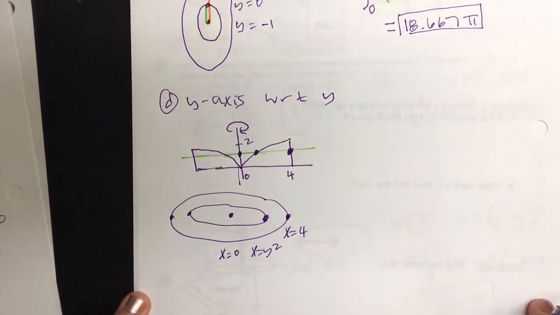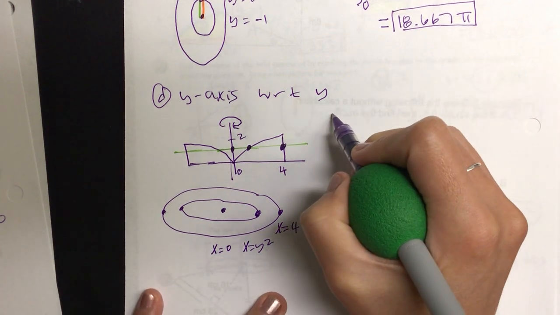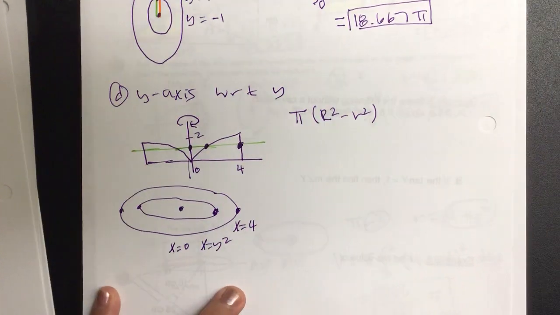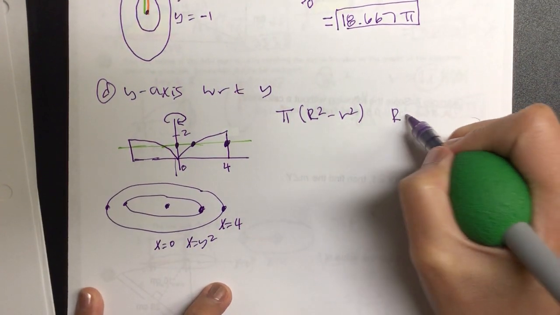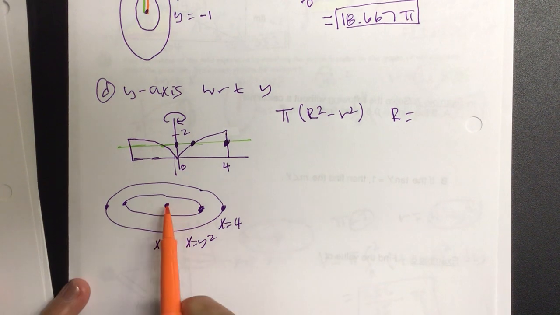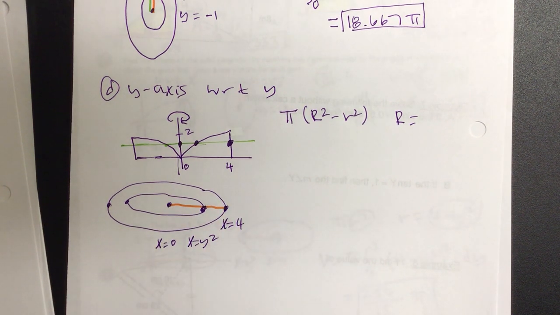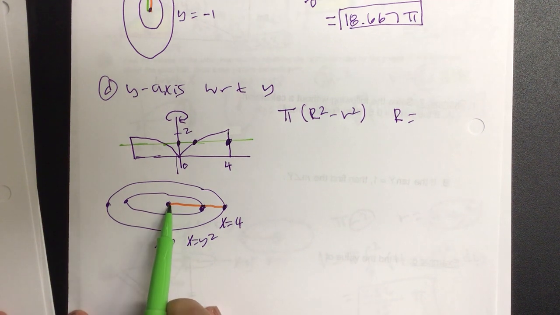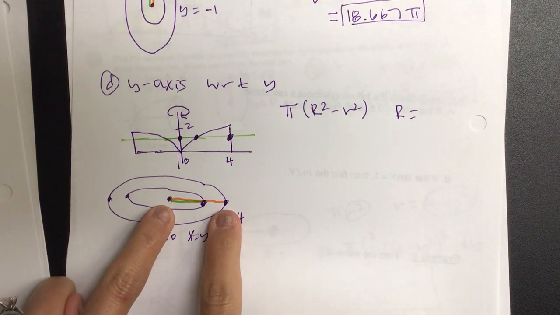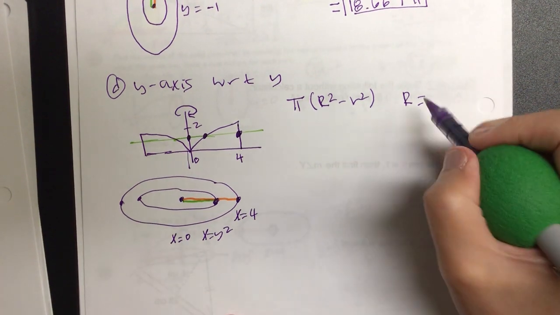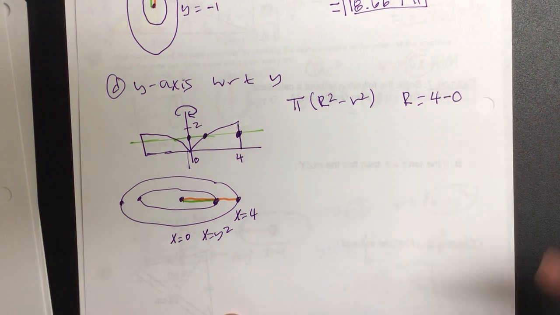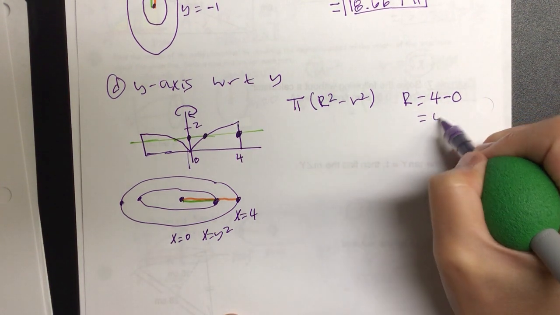X equals 4. So this one, since we have a concentric circle, we have pi times big R squared minus little r squared. And let's see what the big R is. If I highlight, here's my big R, and then here's my little r. For the big R, it's going to be the right minus left. What's on the right and what's on the left? 4 minus how many? 0, which is basically 4 that I'm going to use.